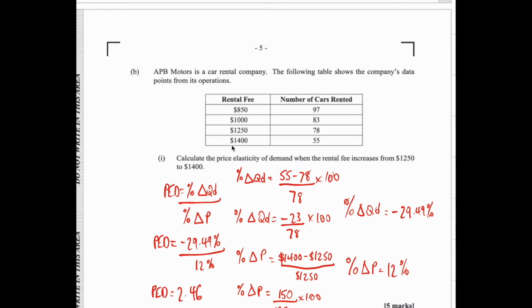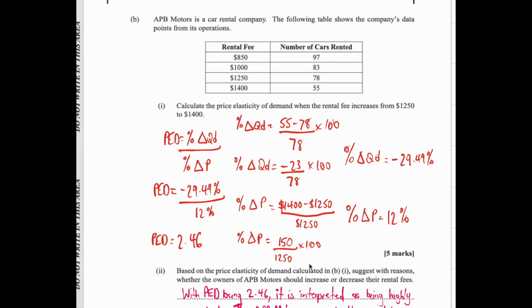And we do the percentage change in price as well, which would give us, we'd start with the new one, which is 1,400 minus 1,250 over 1,250. I should put times 100 right here, but down here I have it. So yes, the difference is 150. We put that over 1,250 times 100, we get 12%.